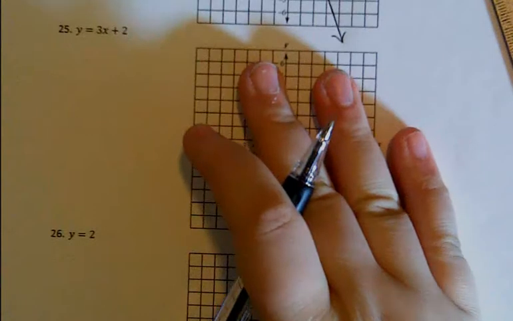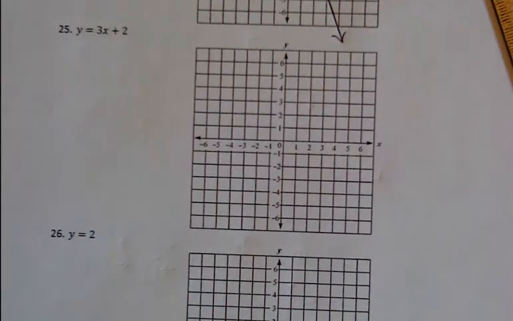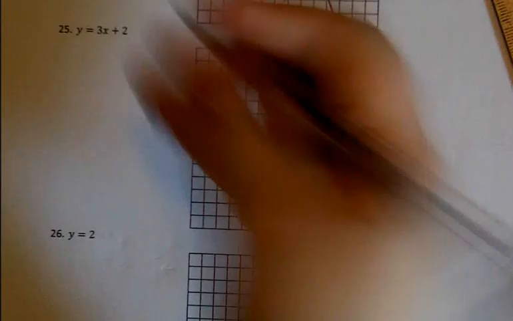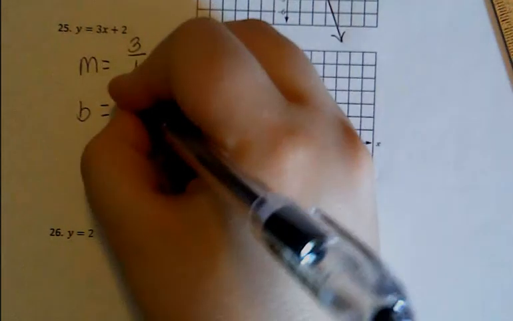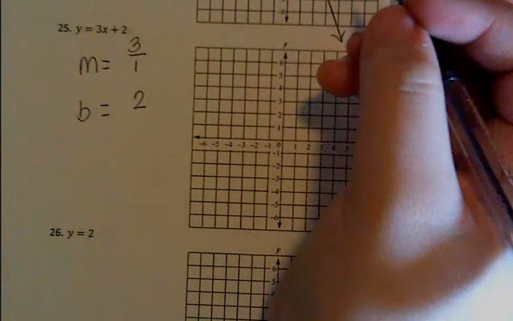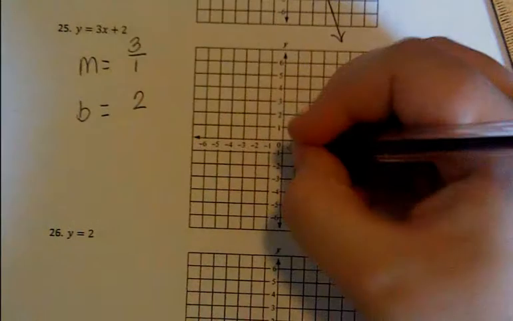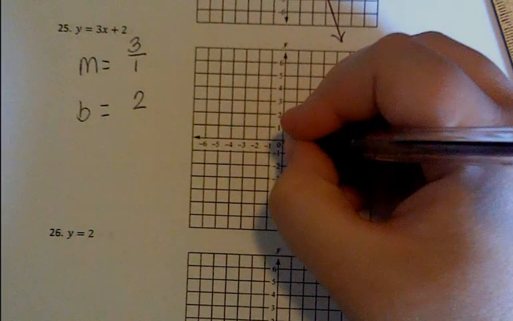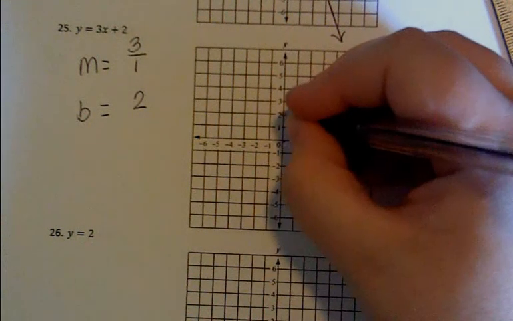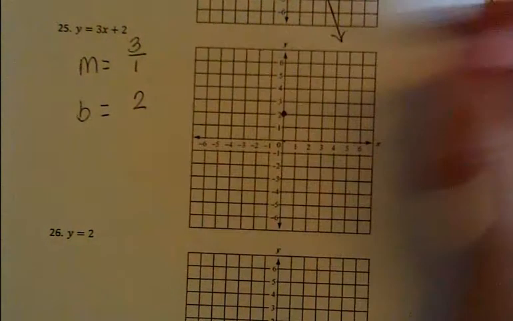So now number 25, they also have already put that equation in slope-intercept form for us. So we now identify our m and our b. Our m is a positive 3 over 1. Our b is a positive 2. So you plot your y-intercept from your origin. So I would go up 2 because it's a positive 2 for my y-intercept.